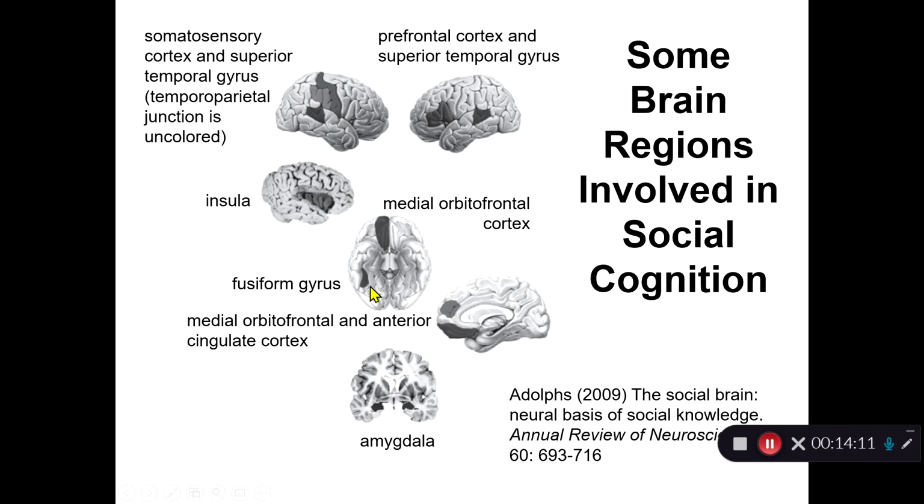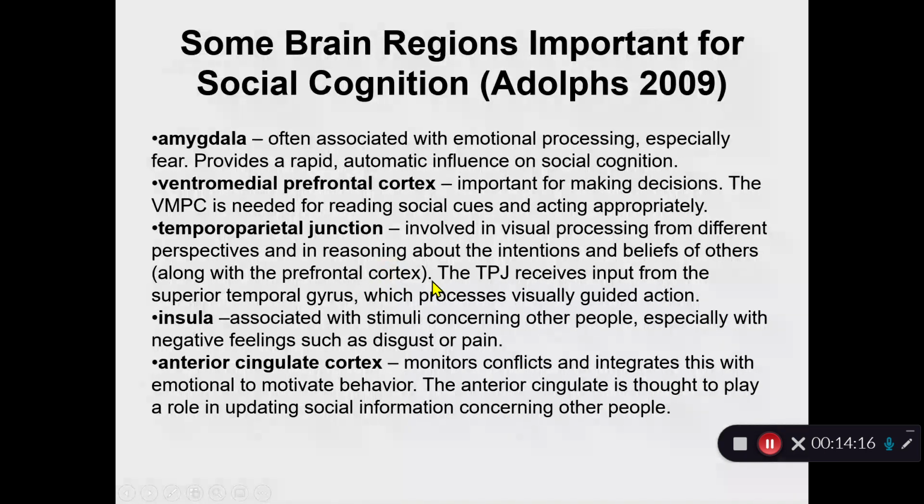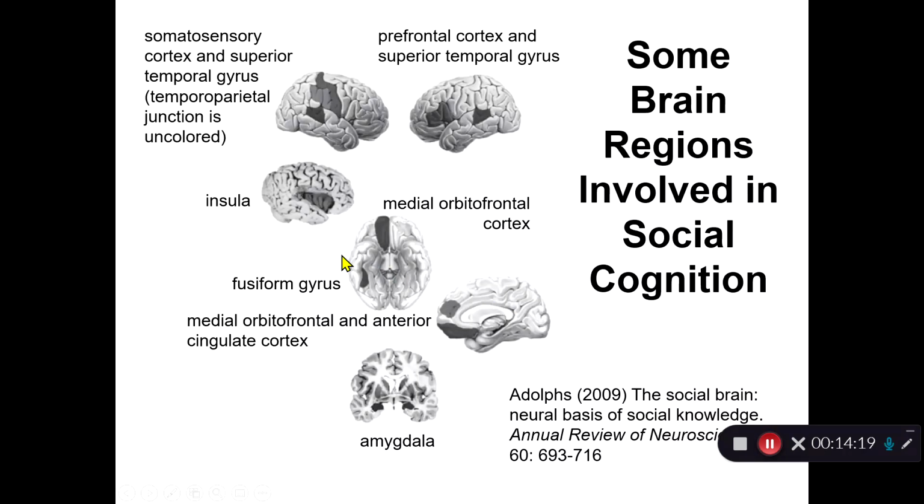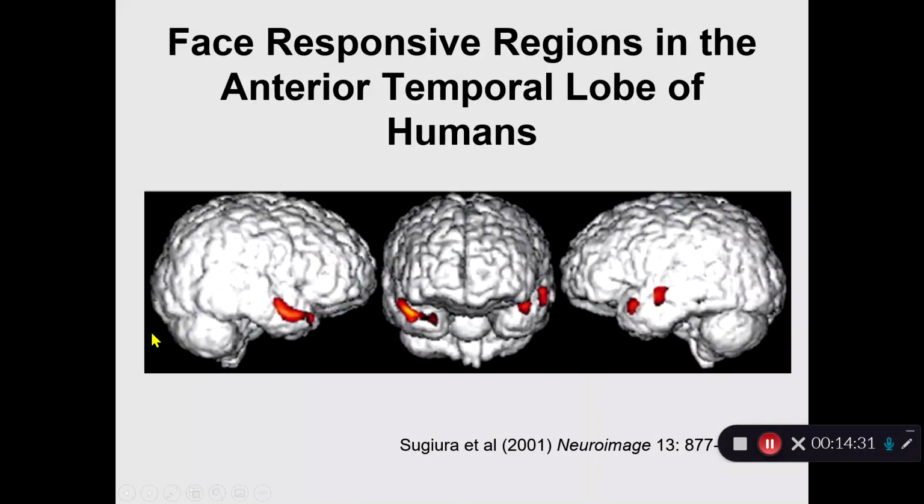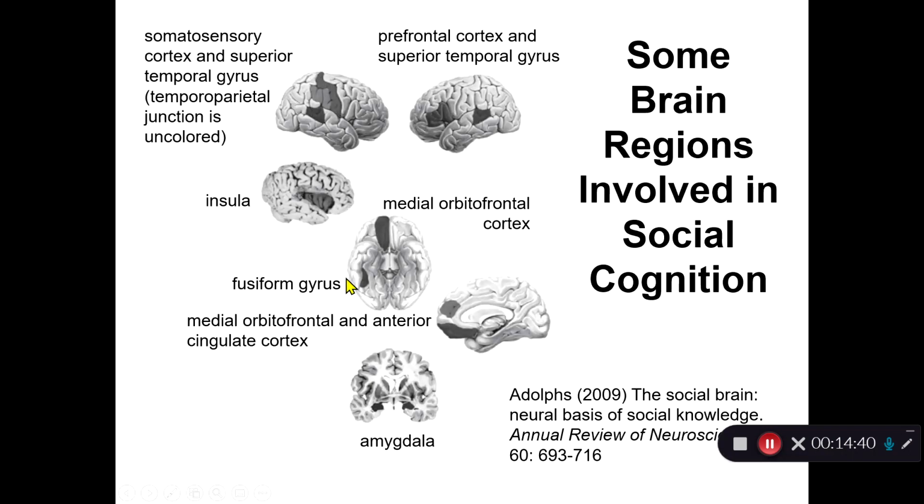This is an image of the cerebrum looking from below. So this is like where your Adam's apple is, right? The top of your head is on the other side of the screen. And what we're seeing here is the fusiform gyrus. Here's the fusiform gyrus. This is the face area. The face responsive region in the anterior temporal lobe, also known as the fusiform gyrus. That's this part of the brain right here, critical for interpreting facial expressions.